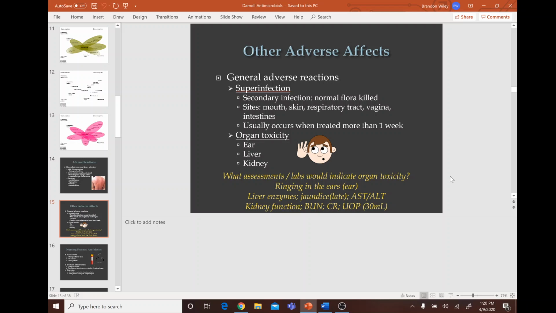Alright, what is a secondary infection? I'll just skip that. What are the assessments we'd see with ear toxicity? Ringing in the ears. What are the assessments or labs we see with liver toxicity? Liver enzymes, jaundice if it's late, and then AST and ALT labs. What assessments or labs do we see with kidney toxicity? Kidney function, BUN, creatinine, and urine output.